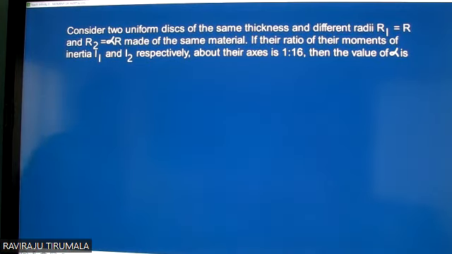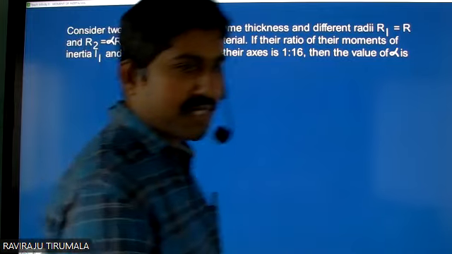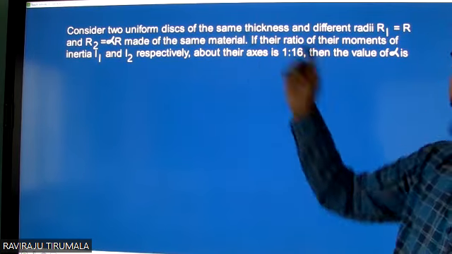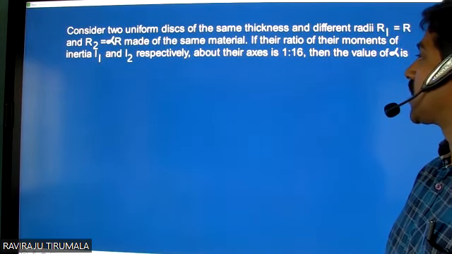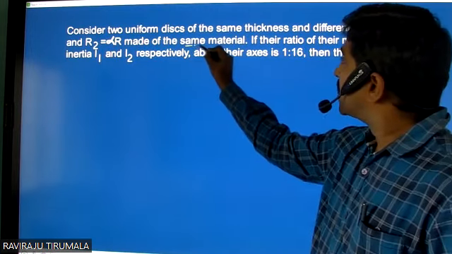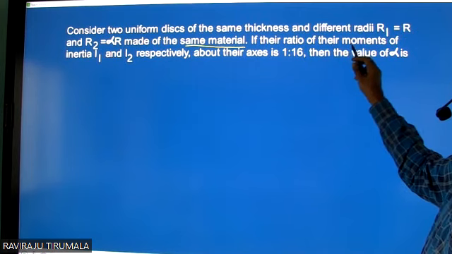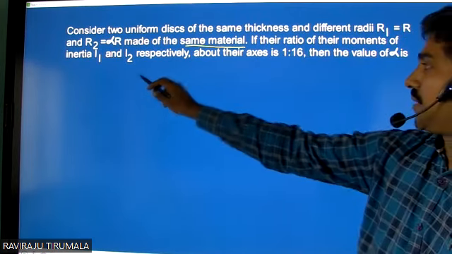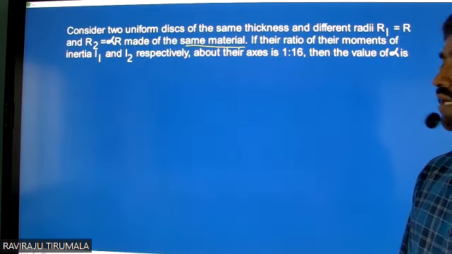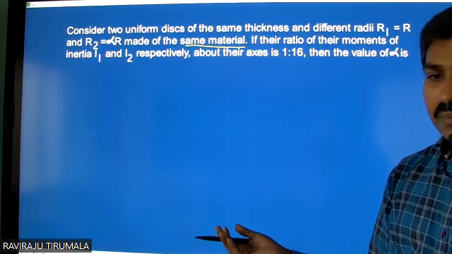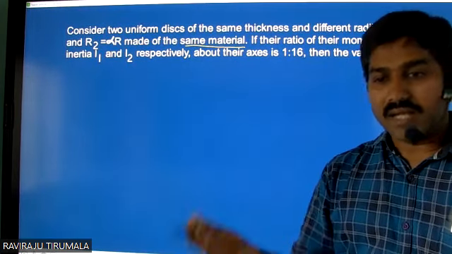Well, if you read the question: Consider two uniform discs of the same thickness and different radii. One radius is given as r and the other as alpha r. So alpha times the radius is for the second one compared to the first one. Made of the same material, that you have to identify. Same material has importance. If the ratio of their moments of inertia I1 and I2, moment of inertia of the first one I1 and of the second one I2 respectively, about their axis, whatever may be the axis but similar for both of them, and the ratio they are asking.